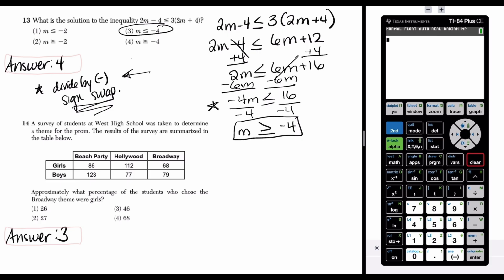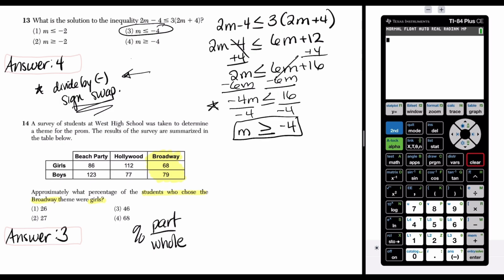All right, let's go to number 14, and here we have a table of information, but the way we read it really matters because we're trying to find a percent, and percent pretty much means part over the whole, a total. But we need to figure out what part they're talking about and what total group they're talking about. So in this problem, we want the percentage of students who chose Broadway. Here are all the students who chose Broadway, and how many of them were girls.